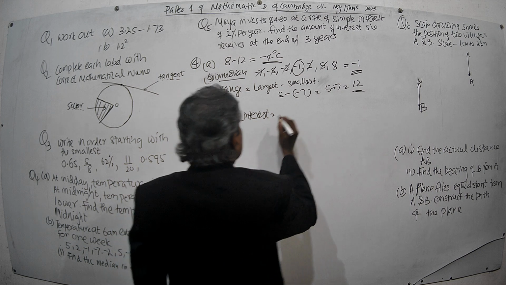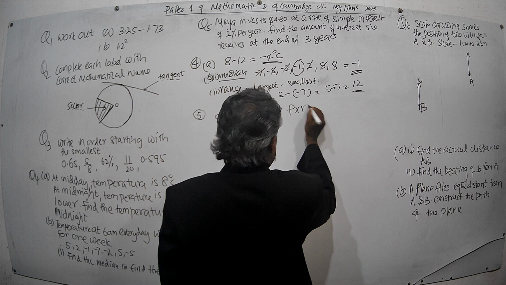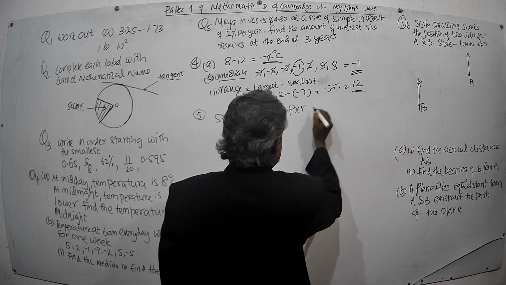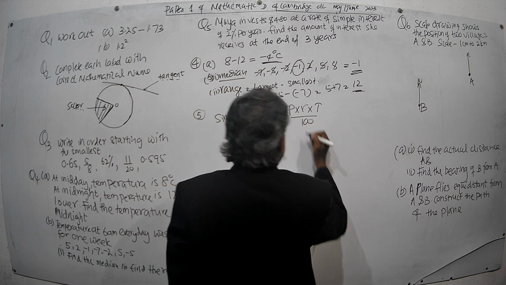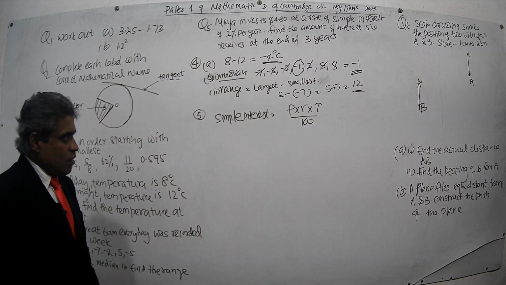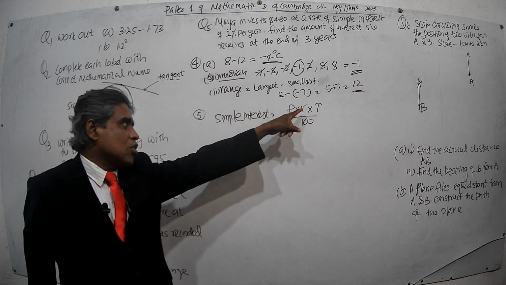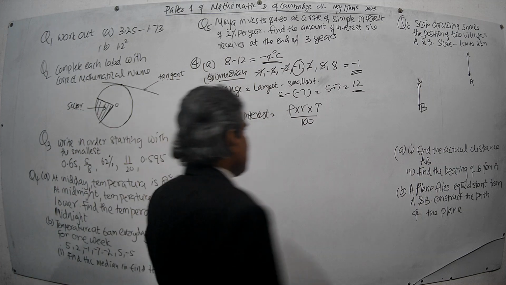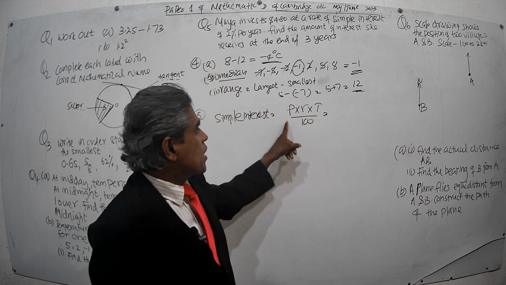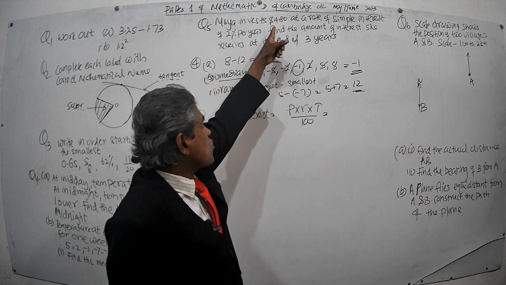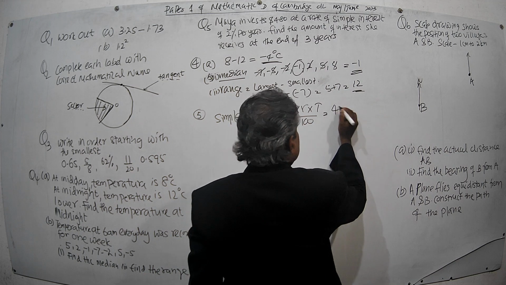equals how much? P, investment, into R, that is the rate, into time, that is the number of years, divided by 100. So this is the formula for finding the simple interest amount for T number of years at the rate of R%, right? Then we will find the principal amount. Investment is P. P means the invested amount. We invest 480, so instead of P, we substitute 480.